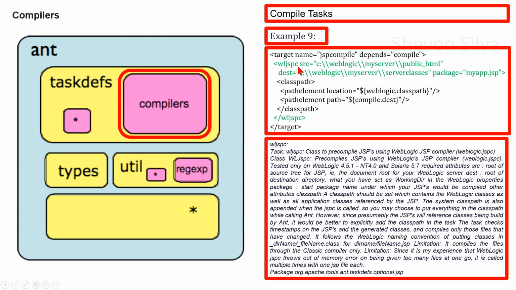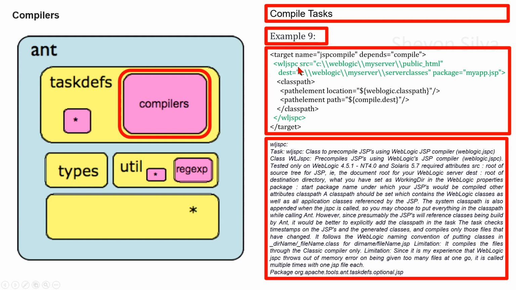Other attributes: classpath. A classpath should be set which contains WebLogic classes as well as application classes referenced by the JSPs. The system classpath is also appended when JSPC is called. So you may choose to put everything in the classpath while calling Ant. However, since presumably the JSPs will reference classes being built by Ant, it would be better to explicitly add the classpath in the task.